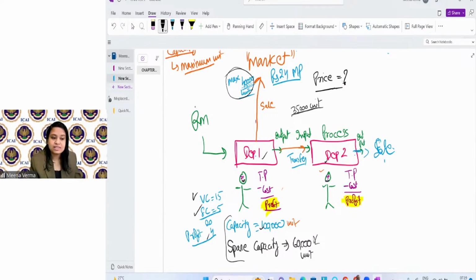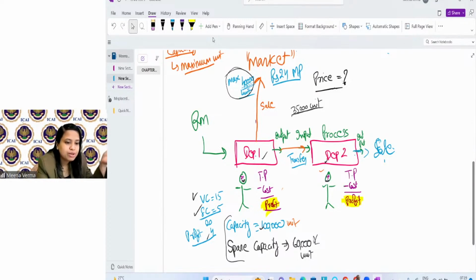So what will be the price here? Do you want to answer? What will be the price here? At what price he will transfer the goods? Yes. Do you want to answer? What will be the minimum price he wants to recover? What will be the minimum price department 1 manager wants to recover?